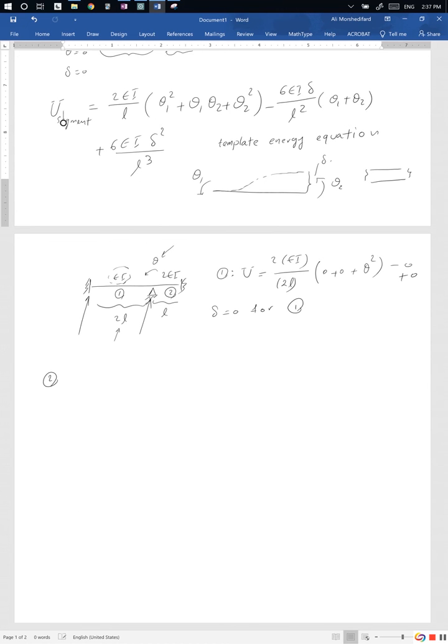So what about segment 2? For segment 2, I just have different EI and L. And now the left side has the rotation. So I get 2 times 2EI over the length, which is L, over L. So I'm using the template, this template here.